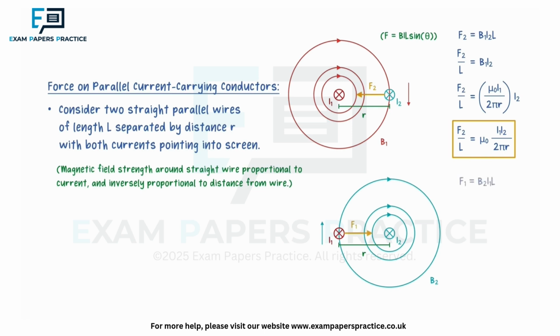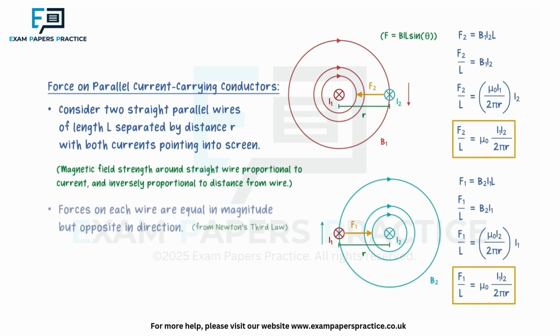Note that the magnitude of this force now has the magnetic field strength from wire 2 and the current and length of wire 1. But using similar analysis, the force per unit length on wire 1 is the same as wire 2. This shows that the forces on each wire are equal in magnitude but opposite in direction, even if both wires carry different currents. Moreover, when the currents are in the same direction, the forces are attractive and act toward each other.